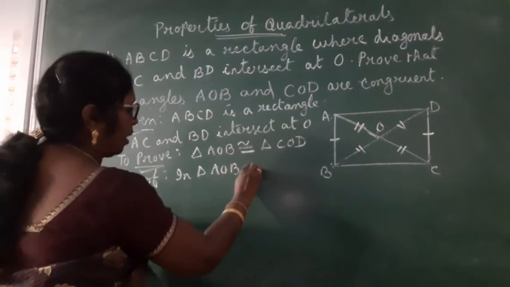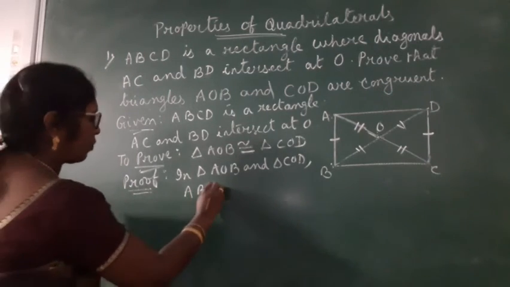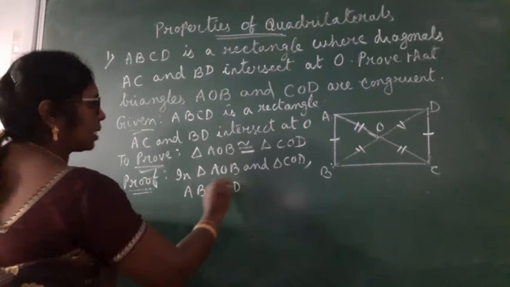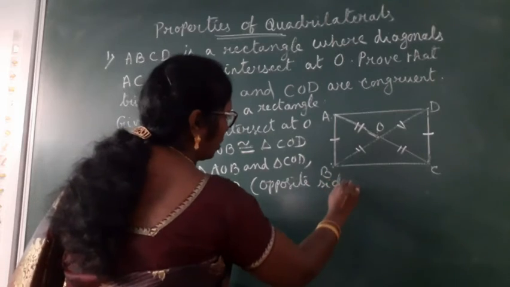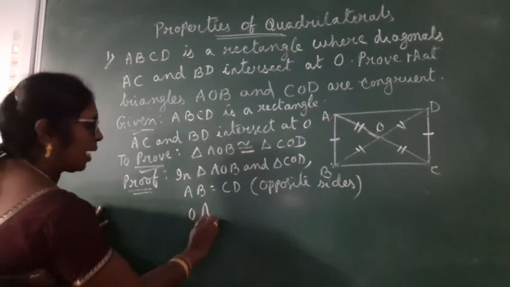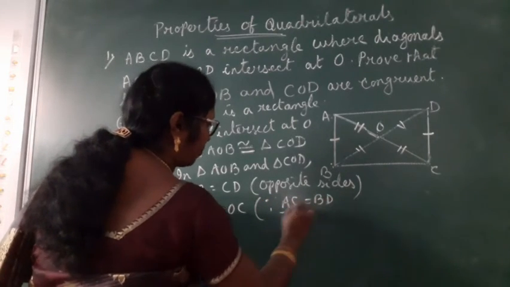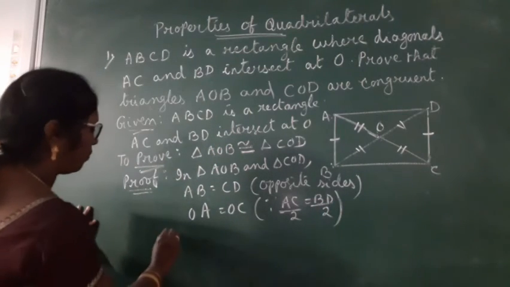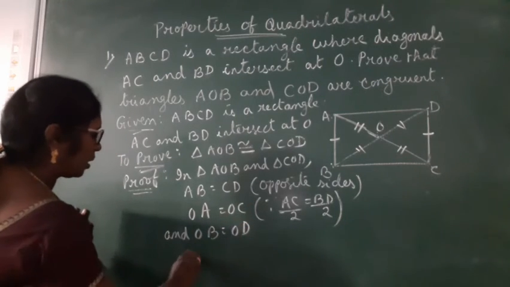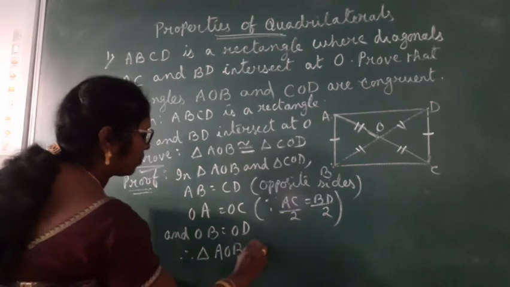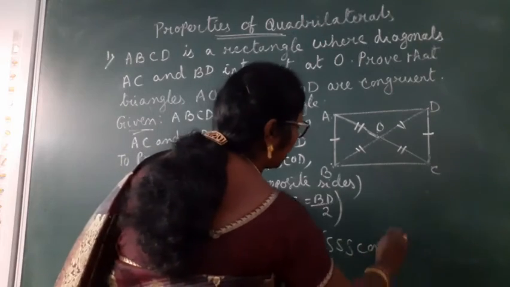So how to do? Let me show you. In triangle AOB and triangle COD, AB is equal to CD, they are the opposite sides of a rectangle. And OA is equal to OC because AC is equal to BD, AC by 2 is equal to BD by 2, and also because of the same reason OB is equal to OD. Therefore, triangle AOB is congruent to triangle COD under SSS condition.